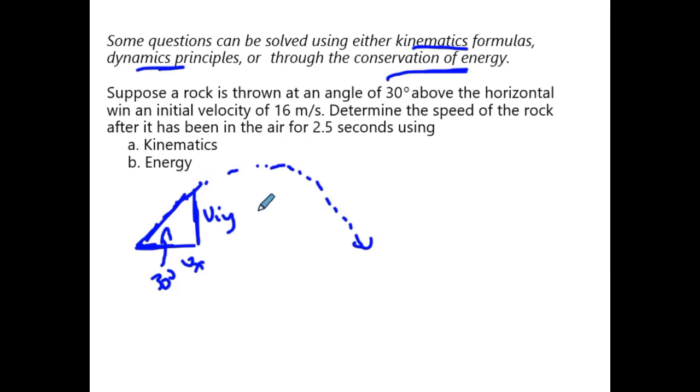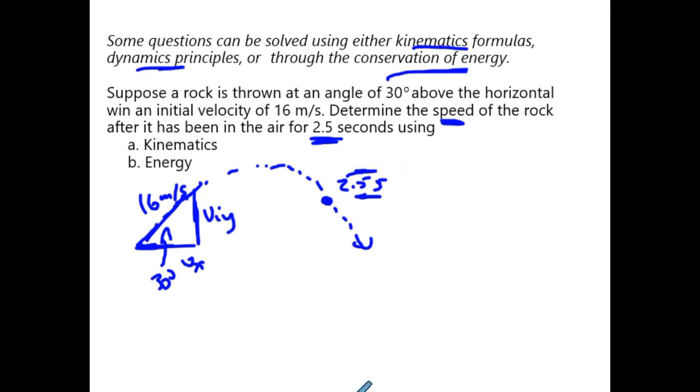So here's your example. The angle is 30 degrees, and it was 16 meters per second that the object was thrown at. The question says, find me the speed of the rock after it's been in the air for 2.5 seconds. So we want to figure out after 2.5 seconds, what's its speed. I'm just going to guess that 2.5 seconds is right about here. Let's find its speed at that point.